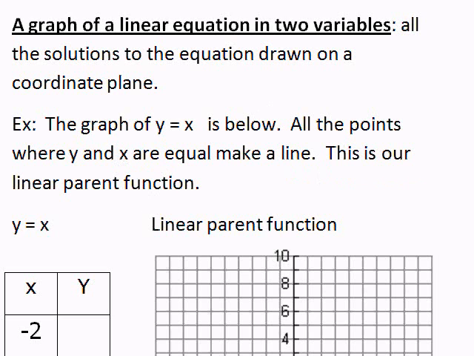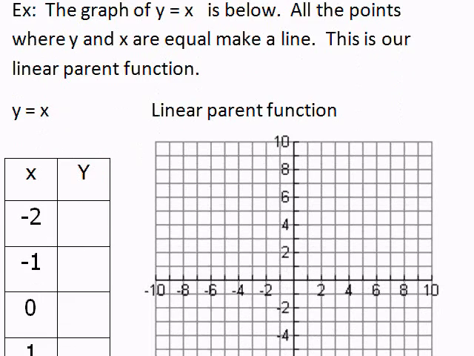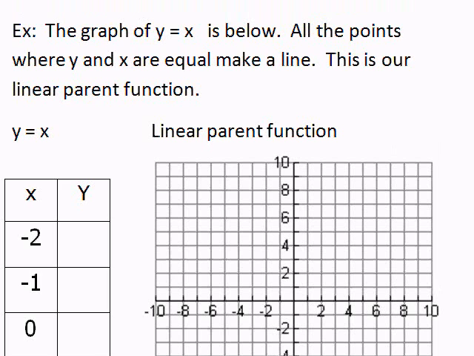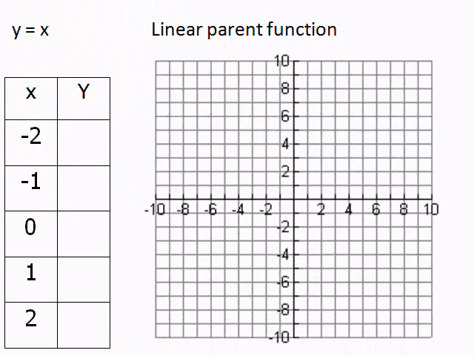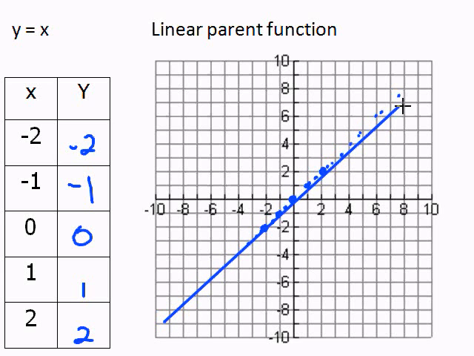So, for example, the graph of y equals x is below, and all the points where y and x are equal make a line. This is a linear parent function. When we graph the points from our typical table, we ended up with this. What I want you to know is that the graph actually includes every single point between those points and extending out in all directions. Why? Because every single one of those points represents where y is equal to x. When you bunch all those points together, it should create a straight line.